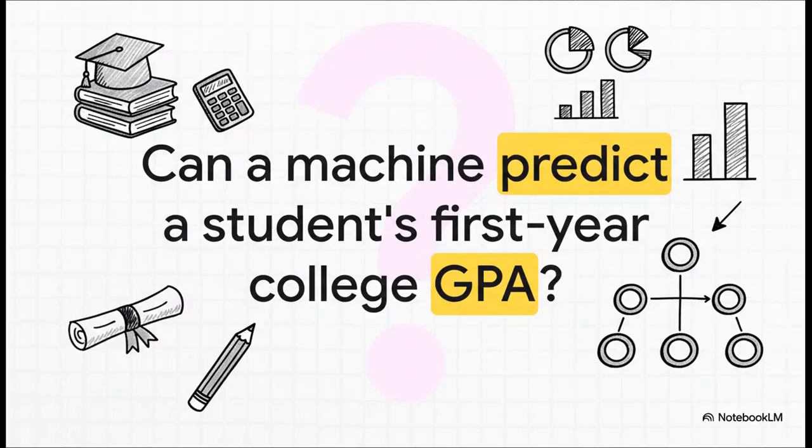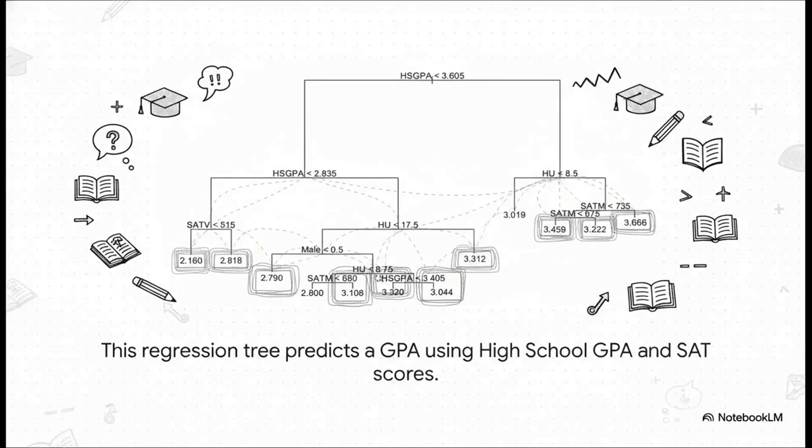So let's check out another case study. The goal here was to build a regression tree to try and predict a student's college GPA using data like their high school GPA, their SAT scores, and the credits they'd earned. And here is the tree that came out of it.